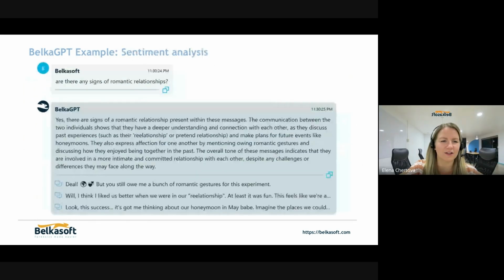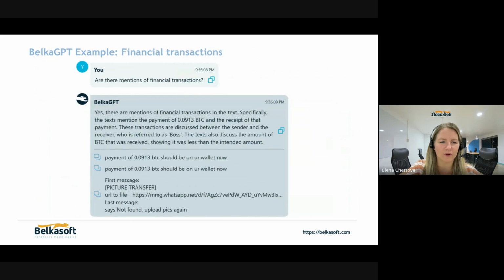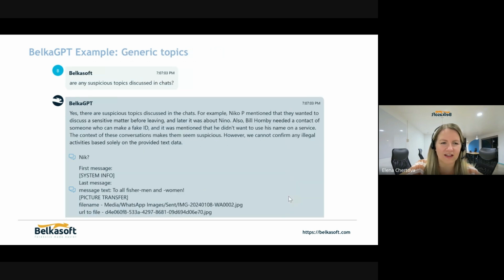And the cool thing I like about it also is that it explains the conclusion it made when answering a question. Here is, for example, are any suspicious topics discussed in chats? So you asked before, are there traces of illegal activity or topics or evidence of that? And it first replies, and then it explains why it made this conclusion, the reasoning behind it.